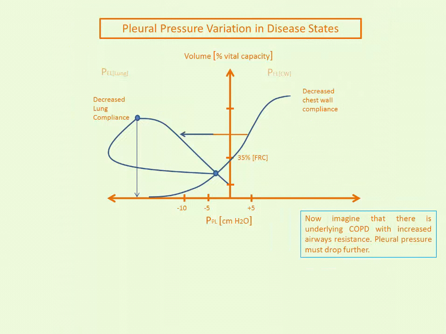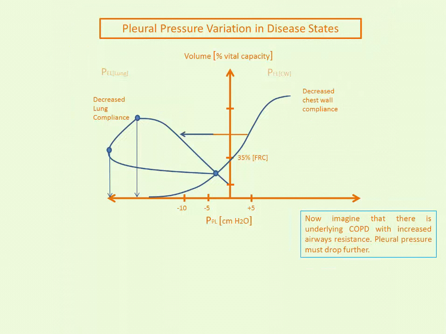Now imagine there's underlying COPD or airway edema causing a massive increase in airway resistance. So now this patient has a large dynamic component to their work of breathing. So the pleural pressure must be even lower to generate gas flow in this patient. So that's depicted here. So this patient's in a lot of trouble.